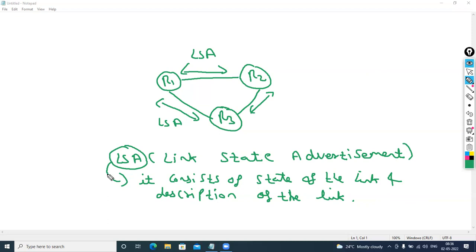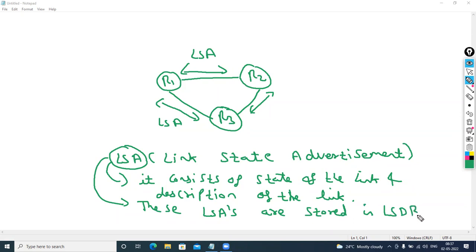These LSAs are stored in the LSDB. That we call the link state database.